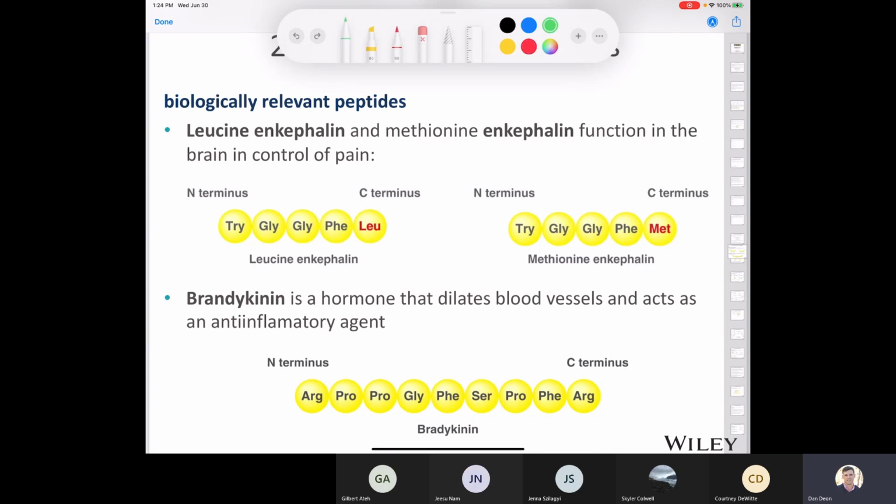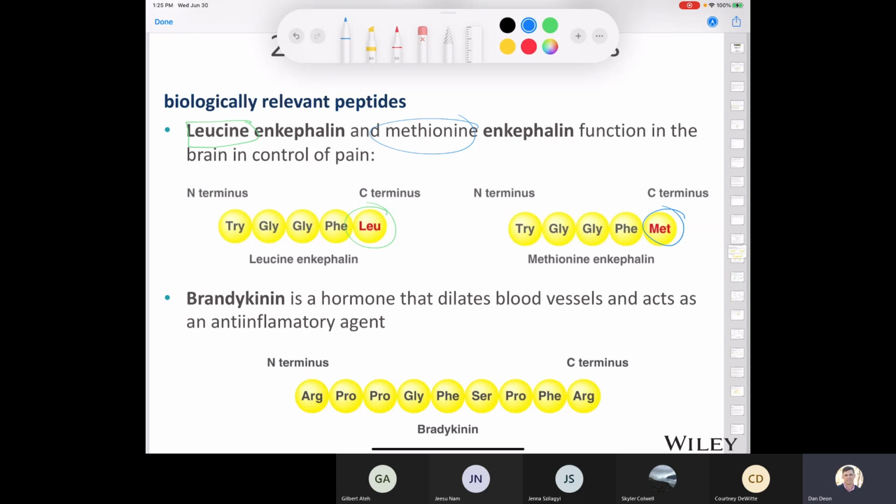So the leucine enkephalin has a leucine on the C-terminus, and then we have methionine enkephalin. I don't know why I didn't highlight methionine, but anyhow, I didn't. So methionine enkephalin has a methionine on the C-terminus, okay? And they both function to control pain, but you do see that all they have is this one difference in their peptide structure, right? There's just one amino acid that's different between the two of them. Anyhow, so those are both pentapeptides.